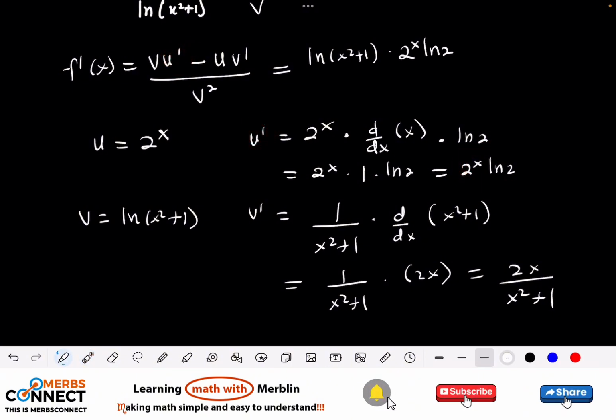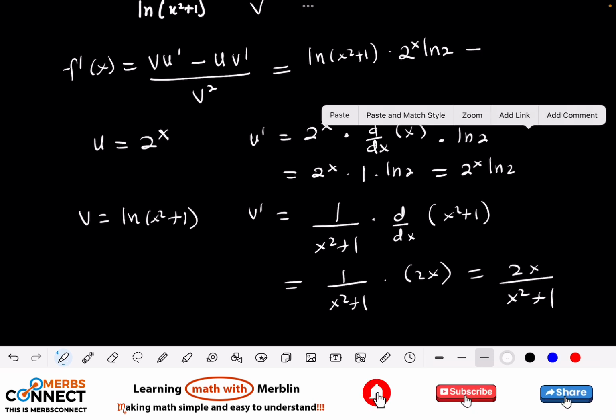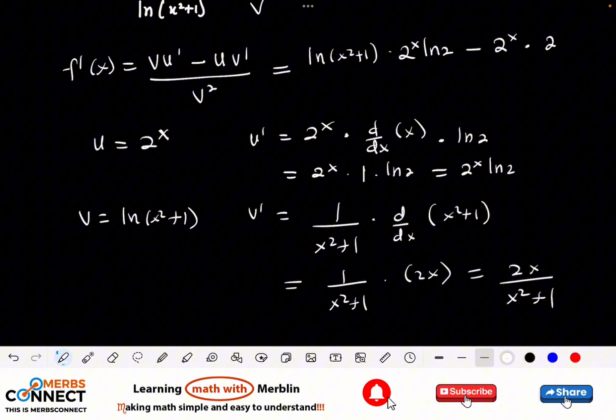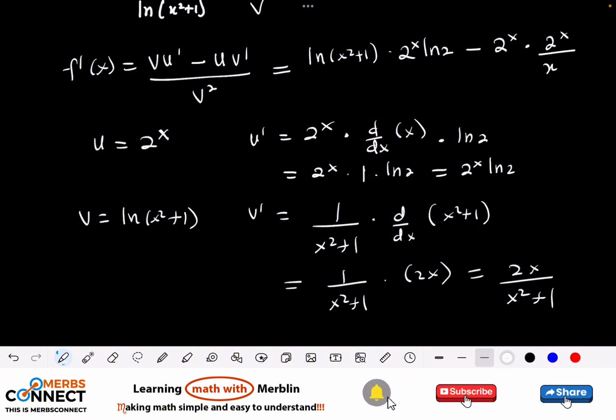2x ln 2, minus, we need u, which is here. So I have u, which is 2 to the power x. Then we need Vn prime. Vn prime is what we had here. So I'll multiply this by 2x divided by x squared plus 1. Don't forget, all of them divided by Vn squared.